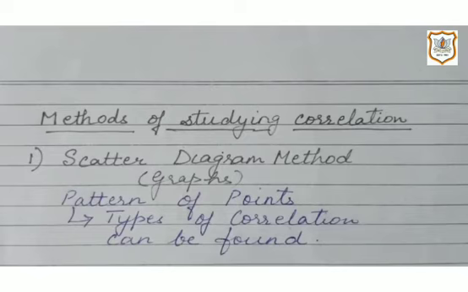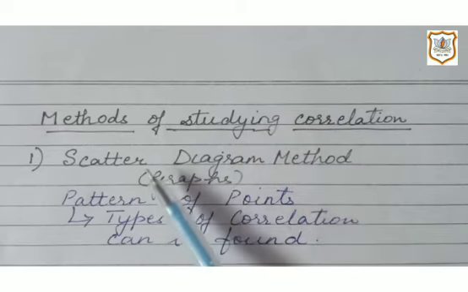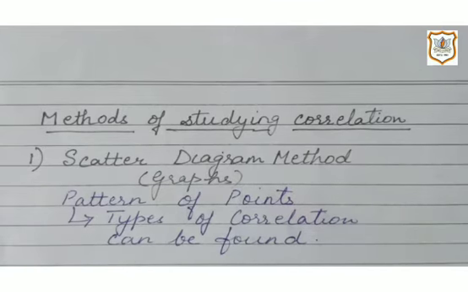Hello students, in the last session we did the different types of correlation. Now today we are going to study the methods of studying correlation. The first method to study the correlation is the scatter diagram method. In this scatter diagram method we are going to draw graphs.